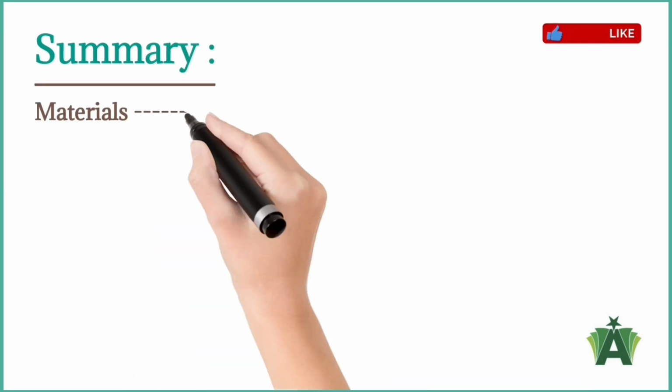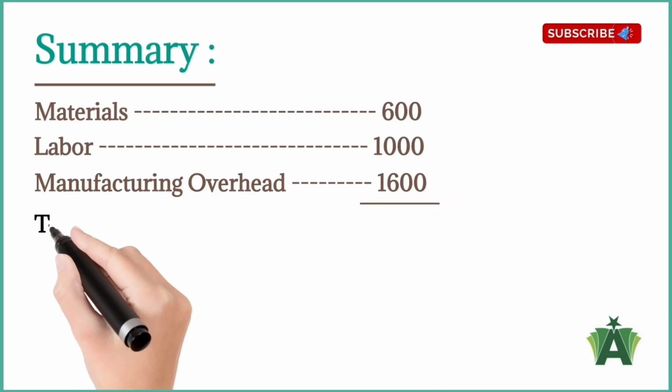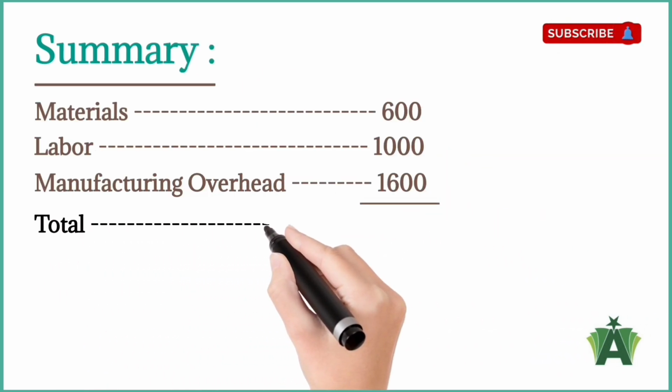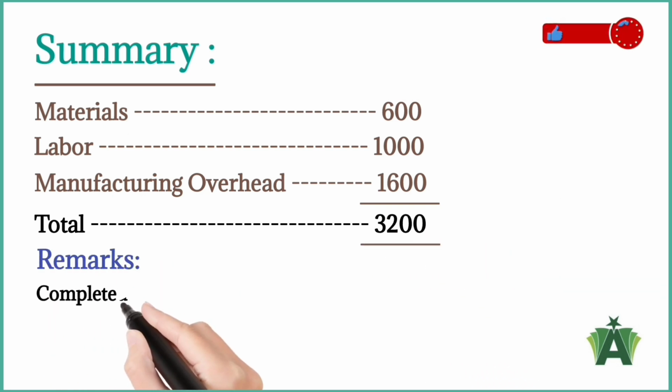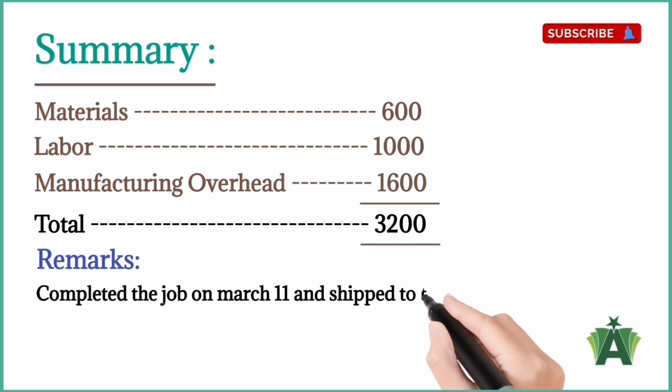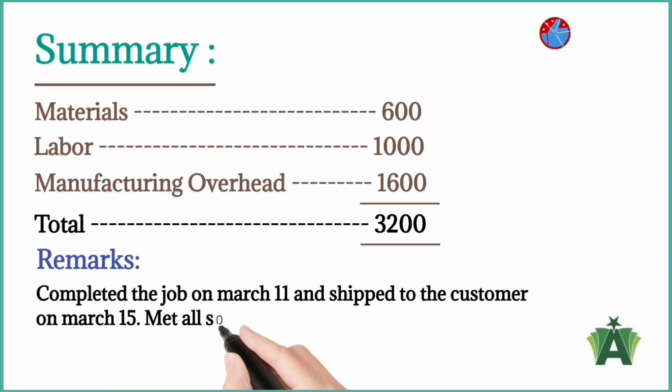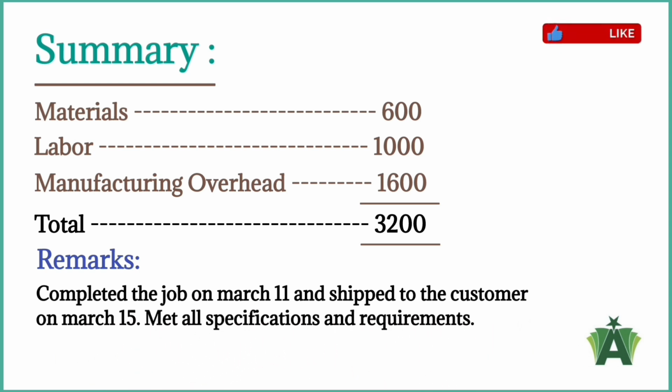Summary. During the time a job is manufactured, the total cost of job number 15 is $3,200. Remarks. Completed the job on March 11 and shipped to the customer on March 15. Met all specifications and requirements.